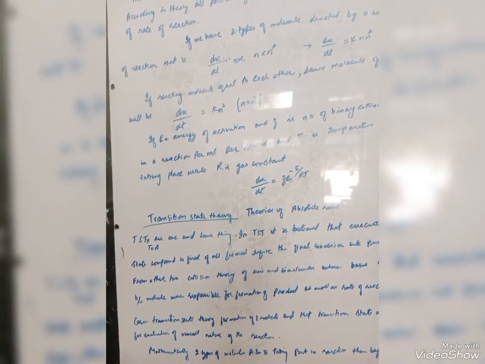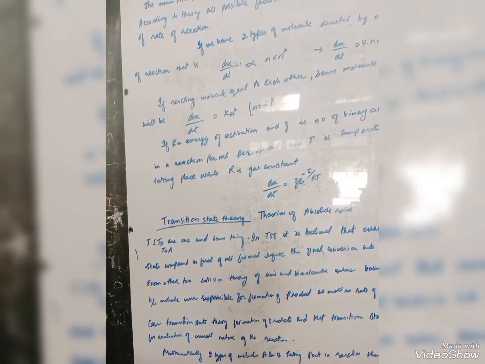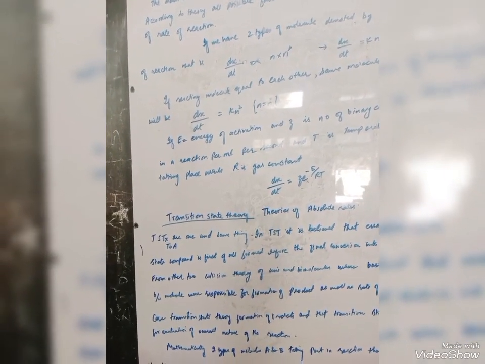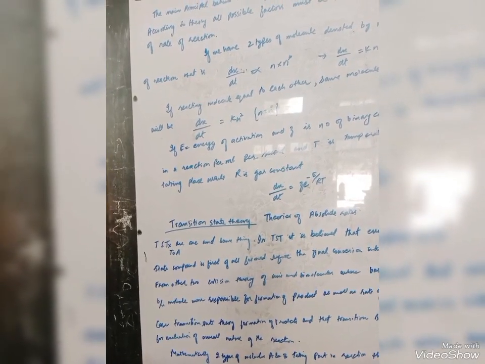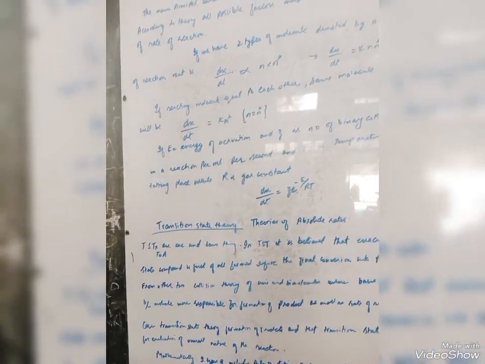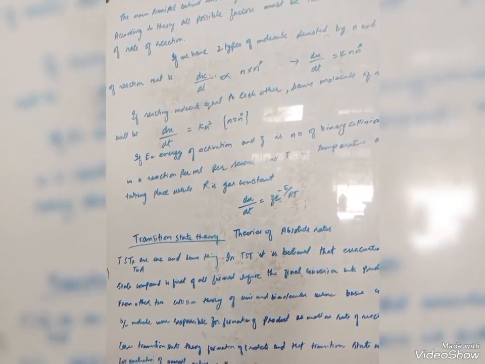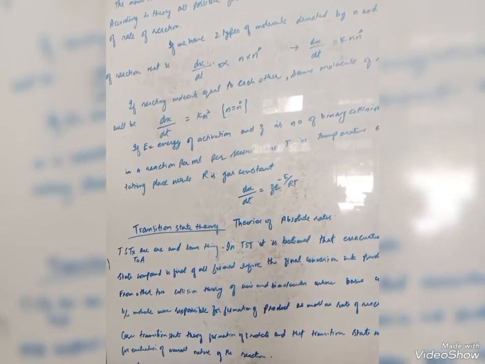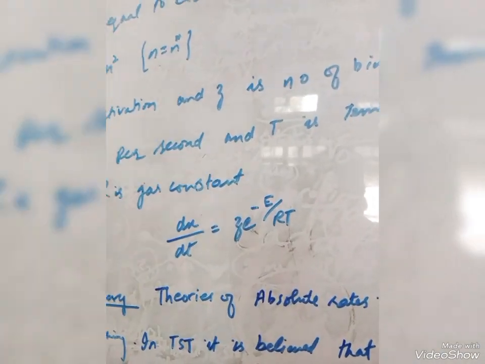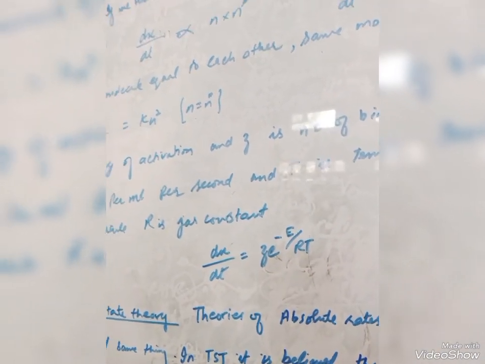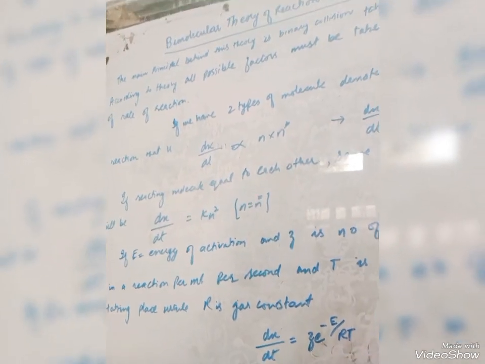So, if E is the energy of activation of a molecule, Z is the number of binary collisions taking part in the reaction per mole per second, T is the absolute temperature at which the reaction is taking place, and R is the gas constant, then the rate of a reaction will be Z e to the power minus E/RT. So this is basically the sum up of the bimolecular theory.